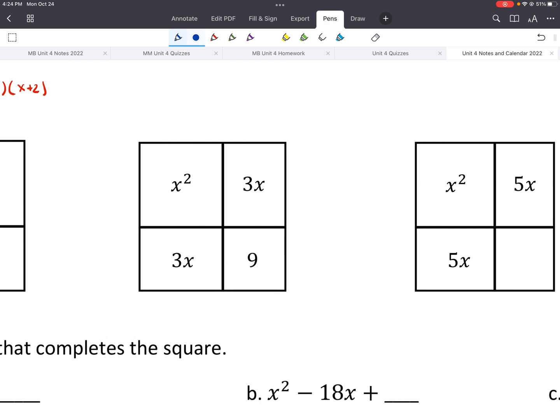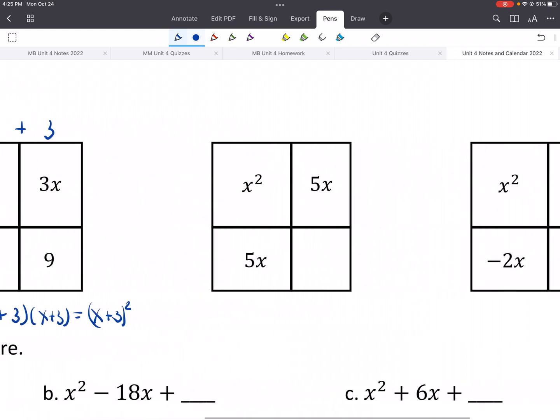This one is going backwards. It's like when we did factoring using a box. We factor out the greatest common factor for each row and column. Here we could factor out an x and a 3, and an x and a 3. And what do you know, this is a perfect square. It has the same length as its width. We could write this as a binomial square: x plus 3 times x plus 3, which is x plus 3 squared.